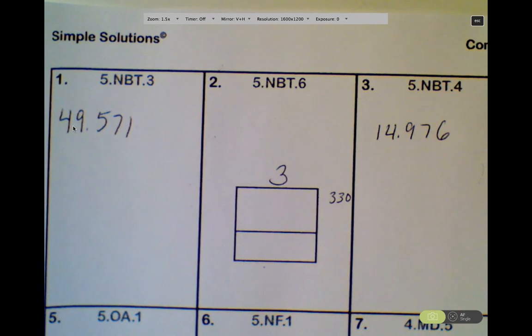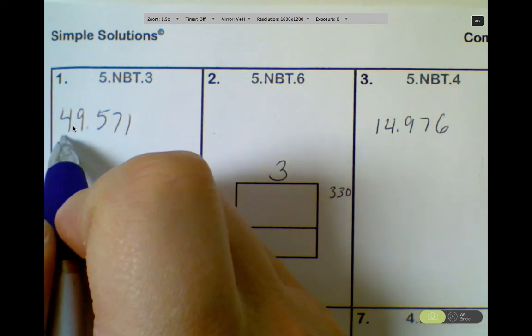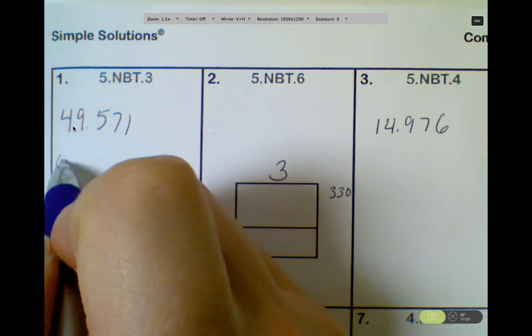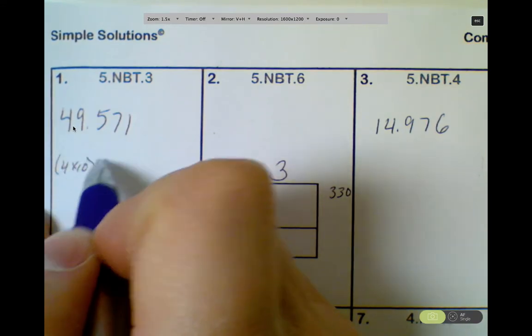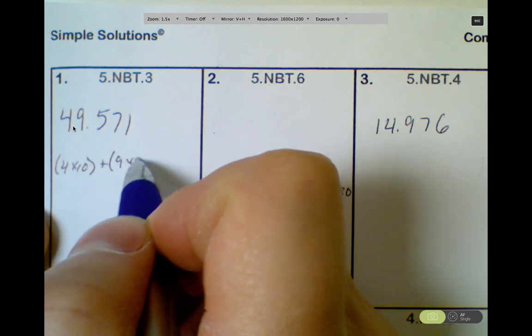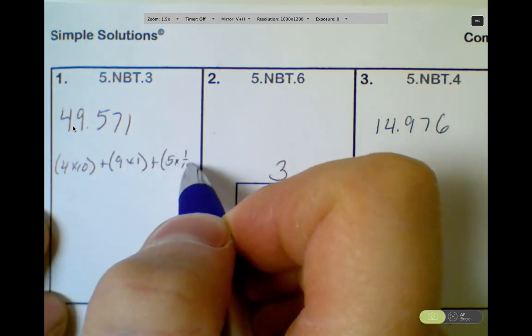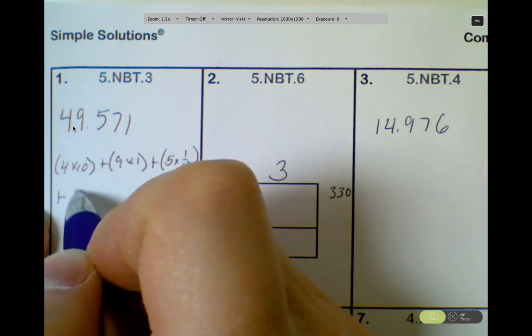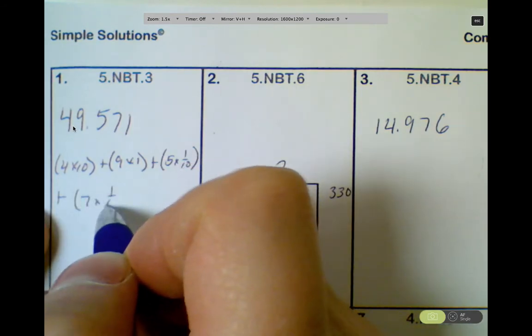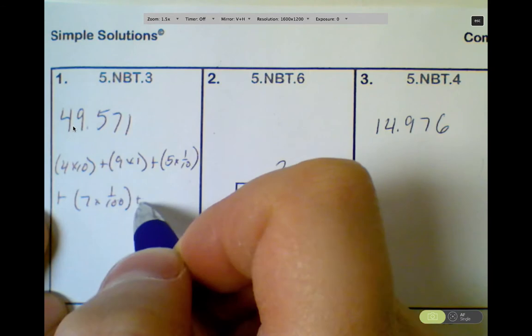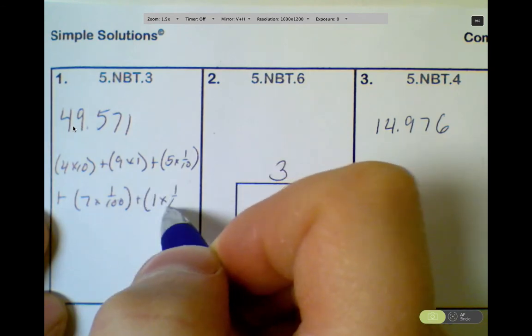Lesson 43. Write 49 and 571 thousandths in expanded form. We're going to write the 4 in the tens column, so it's going to be 4 times 10 plus 9 times 1 plus 5 times 1/10 plus 7 times 1/100 plus 1 times 1/1,000.